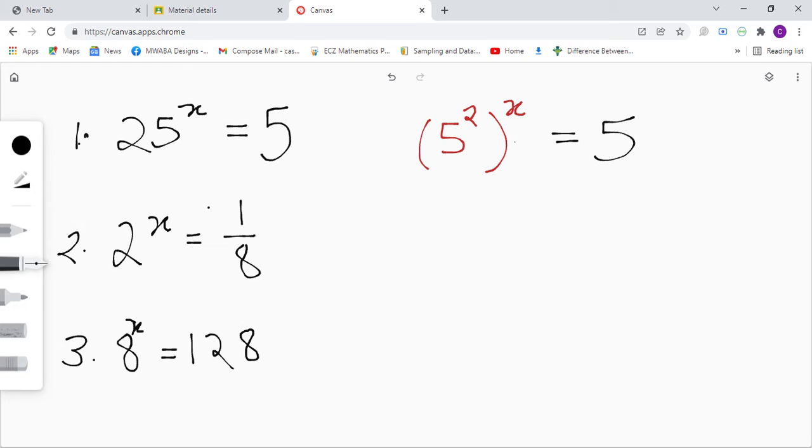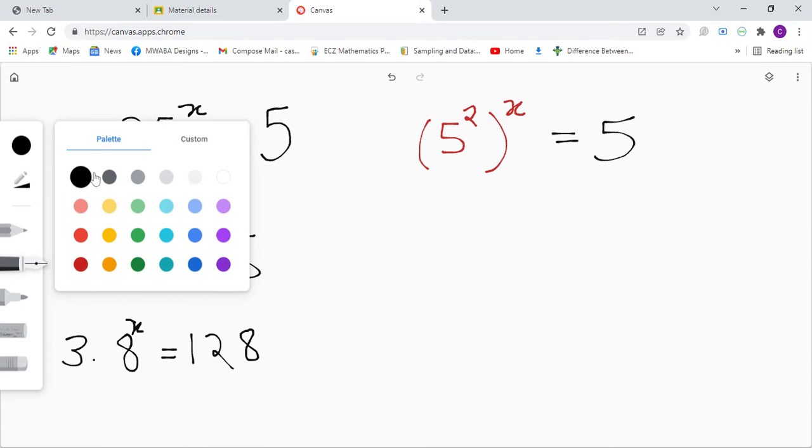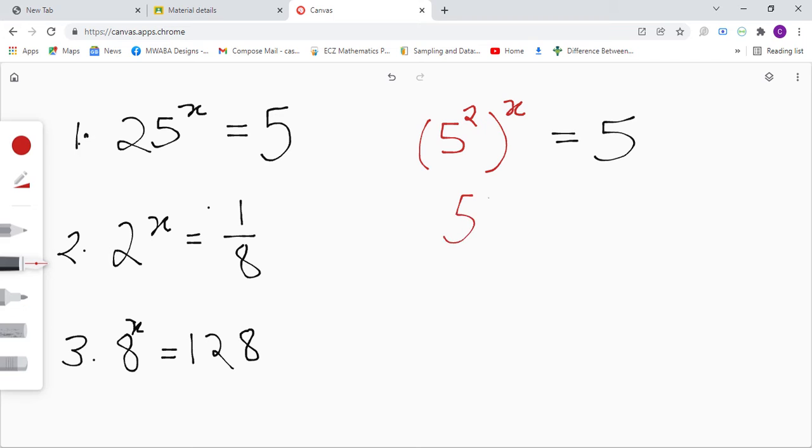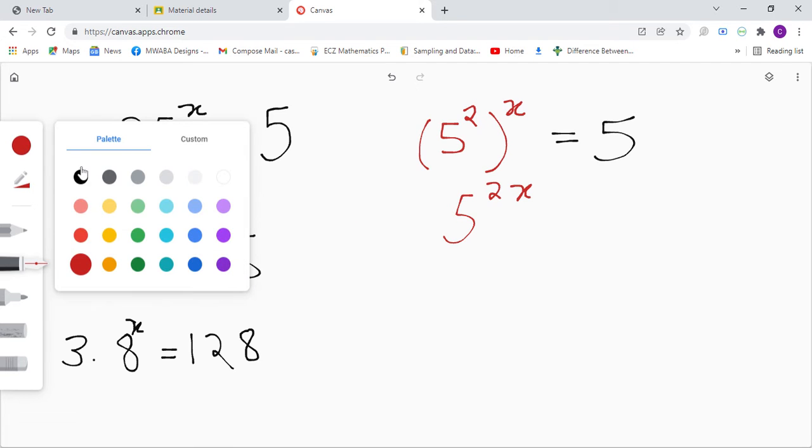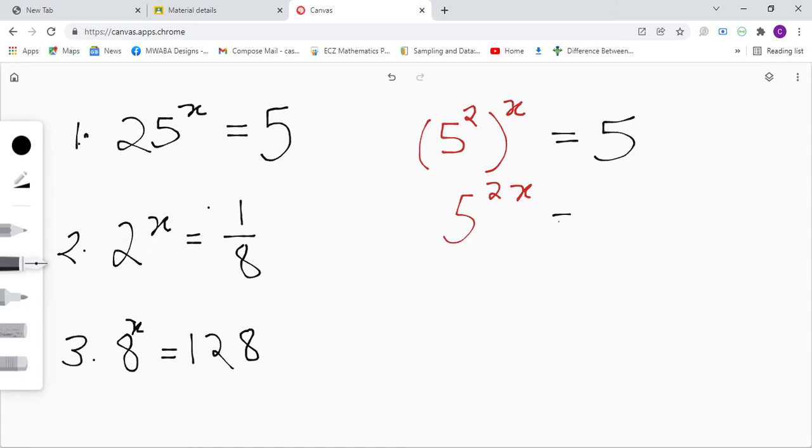All right, so now since we've got similar bases, we're going to solve for x. So remember, whenever a power is raised to another power, we just multiply. So we're going to have 5 to the power 2x, and that's going to be equal to 5 to the power 1, right? Because 5 is just the same as saying 5 to the power 1.